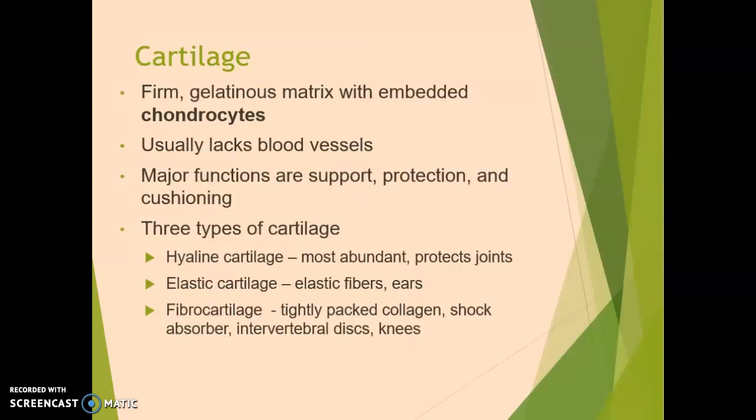Cartilage is a firm, gelatinous matrix with embedded chondrocytes. It usually lacks blood vessels. The major functions are support, protection, and cushioning. We have hyaline, elastic, and fibrocartilage. Hyaline is the most abundant and protects our joints, covering the ends of our bones at the joints. Elastic has elastic fibers and is found in our ears. Fibrocartilage is tightly packed, and acts as a shock absorber in the intervertebral discs and the meniscus in our knee.